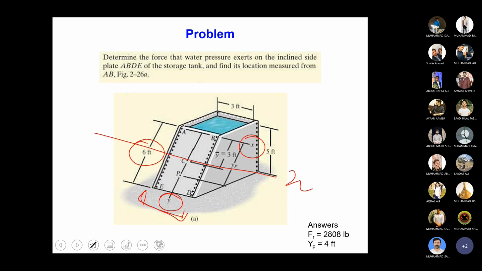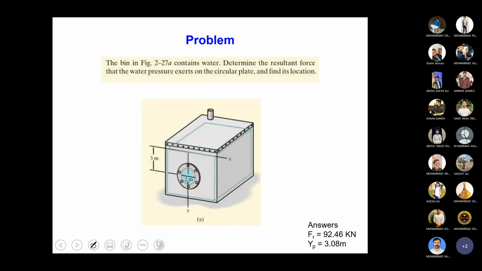Okay, thank you. So next problem, you can do it by yourself, very simple. Can you do it? Why not, sir?